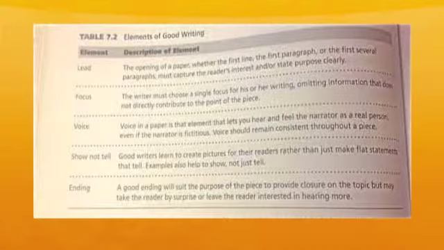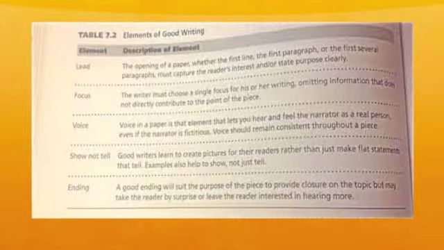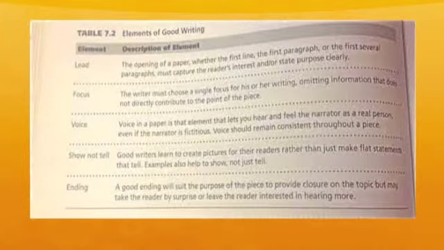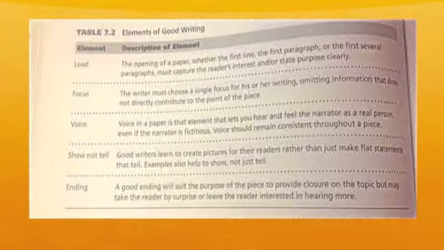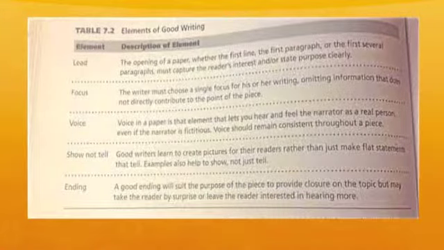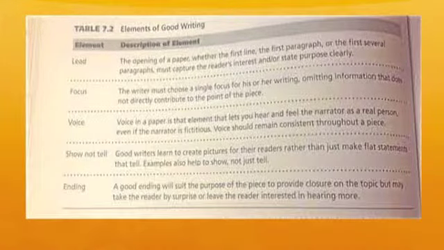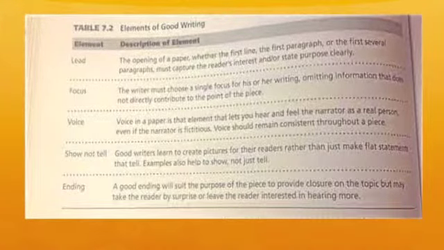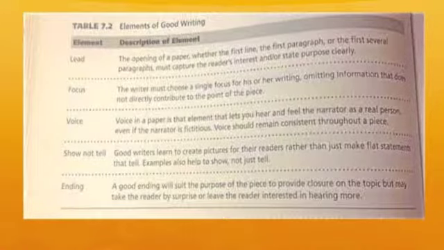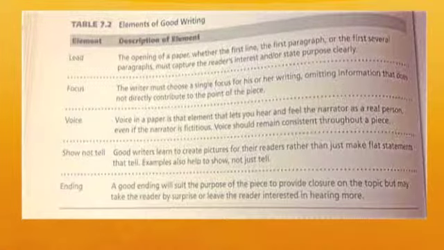Differentiating instruction is usually based on assessed student needs. Some tools you may use to evaluate your student's writing include the Elements of Good Writing table. To use the Elements of Good Writing table, you would read through your student's writing and then, based on the 5 key elements of good writing, which are lead, focus, voice, show not tell, and ending, you would determine where the student's strong points of the paper are and where the weakest points of their paper are. That way, you can later help them build on sections that may have been weak in their writing.